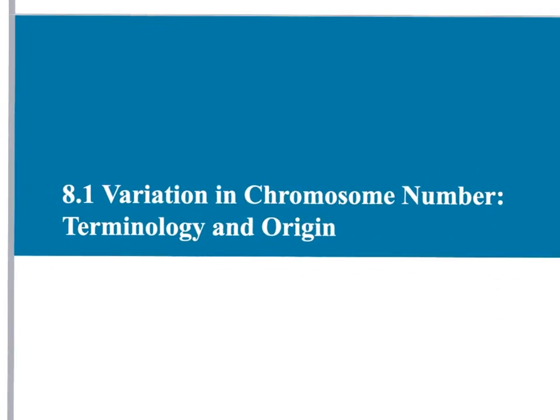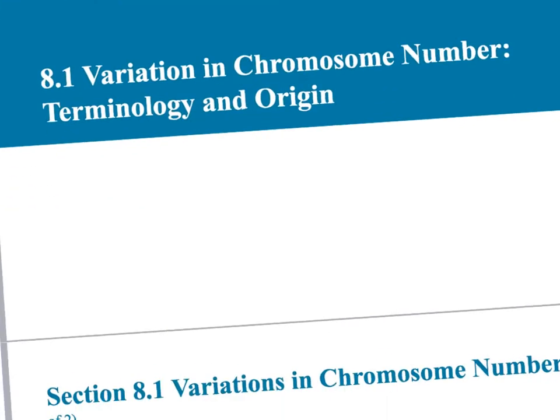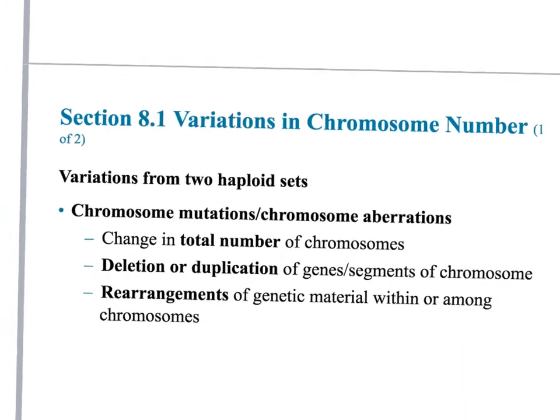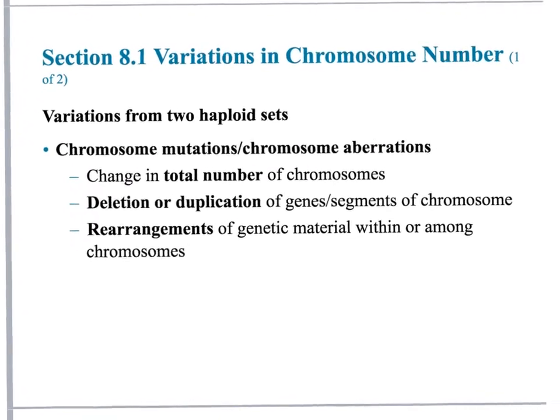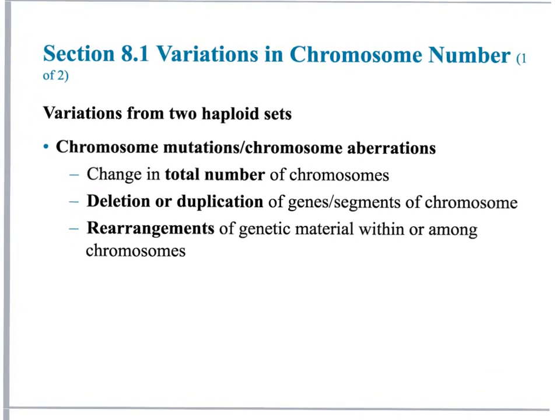So here's our variation in chromosome number. We're going to start with our terminology and origin as well. So here our normal, or wild type, is that we have 46 chromosomes, but they're arranged in pairs. So we have a set of 23 pairs of chromosomes. Each pair has 2 chromosomes in it. And 22 of those pairs are homologous, meaning they're the same. And one set is not. One set is the sex chromosomes, and of course they're different.